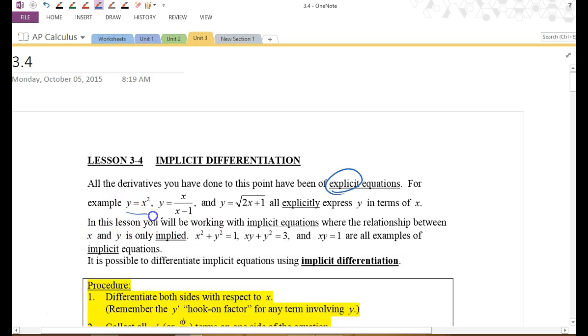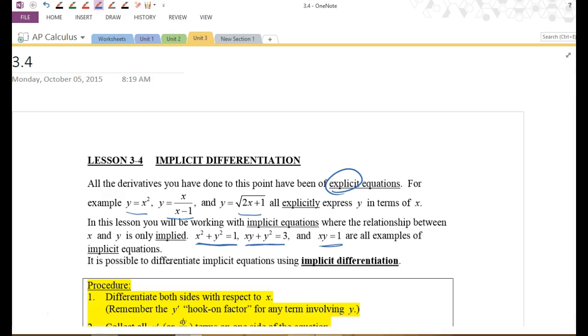Y is equal to x squared. Y is equal to x over the quantity of x minus 1, and so forth. So implicit differentiation basically allows us to differentiate formulas that have an x and a y, not necessarily set equal to the y. These are examples of equations that would require implicit differentiation.